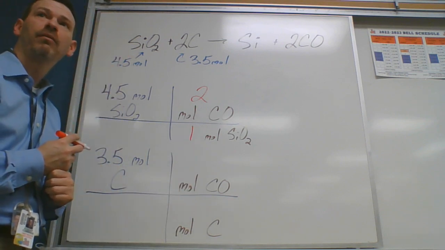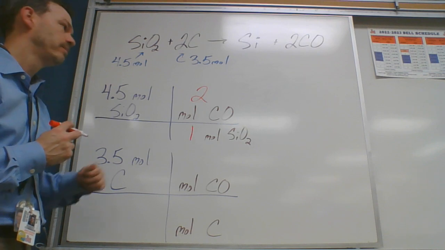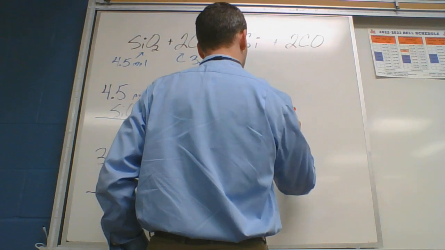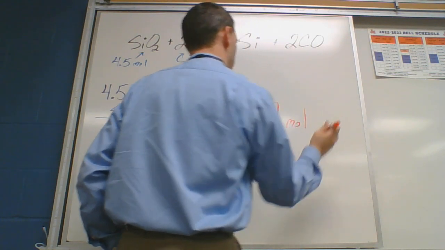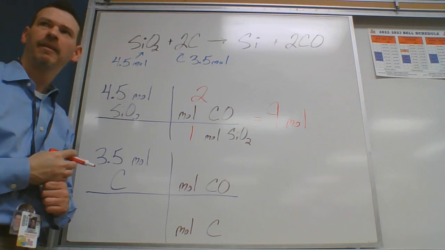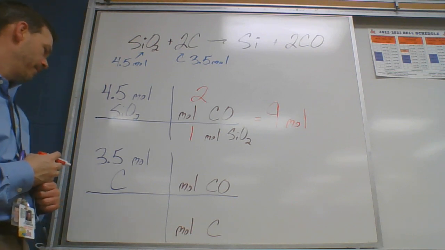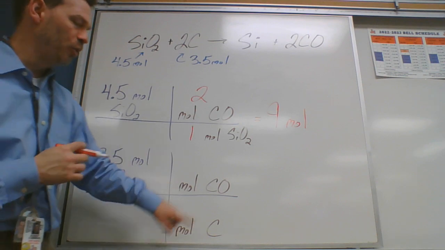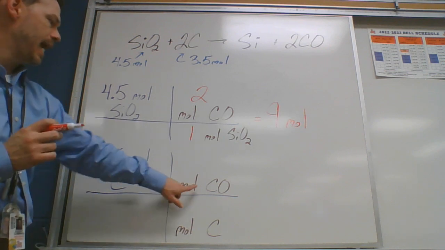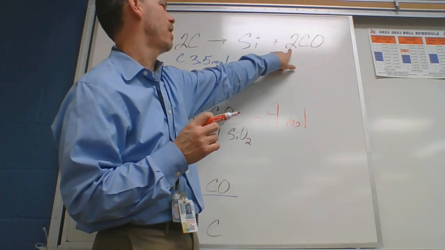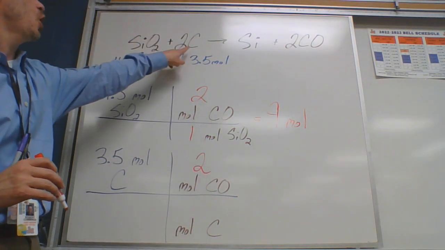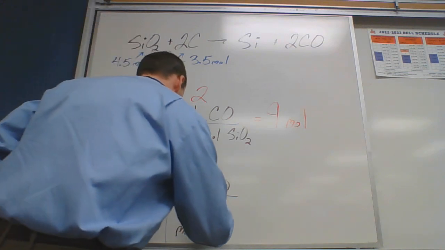Let's run that top grid. You probably don't need a calculator. 4.5 times 2 divided by 1. The top grid can make 9 cakes. Hey, check it out. Moles over moles, automatically coefficients, not the conversion factors. Again, for the carbon, the coefficient of CO is 2. And the coefficient of carbon is also 2.